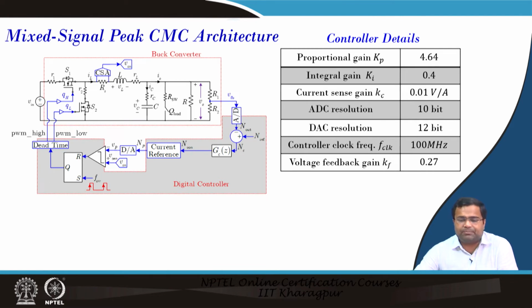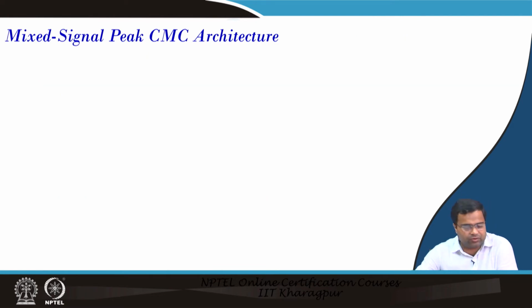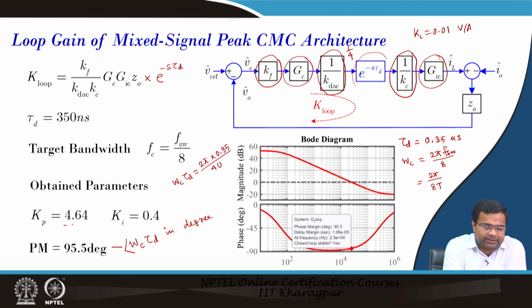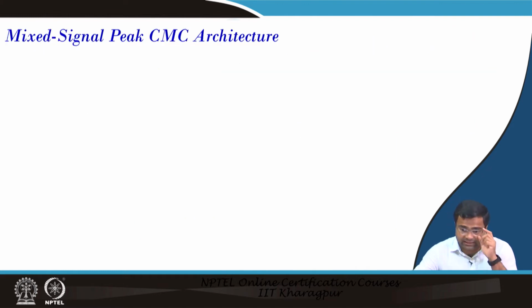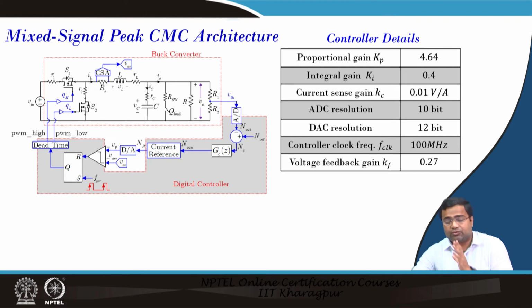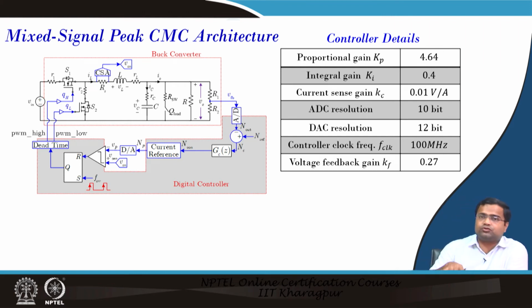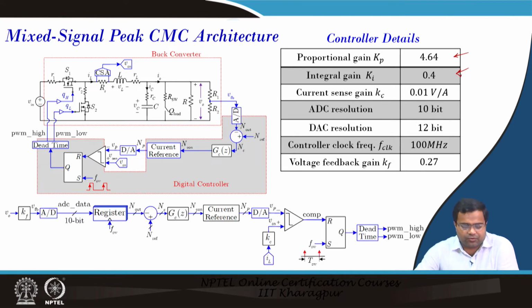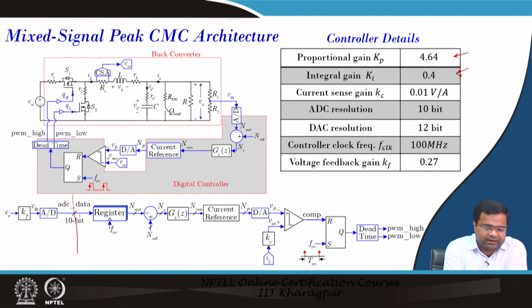And if we design the peak current mode control for this gain, we found Kp to be 4.64 and Ki to be 0.4, this is the discrete time integral gain, to achieve a bandwidth of Fs by 8. And this is what we are going to implement. First we made the simulation, and we will also show the hardware experimental result for the same configuration, same proportional gain, same integral gain, and this is what we have made on the FPGA.